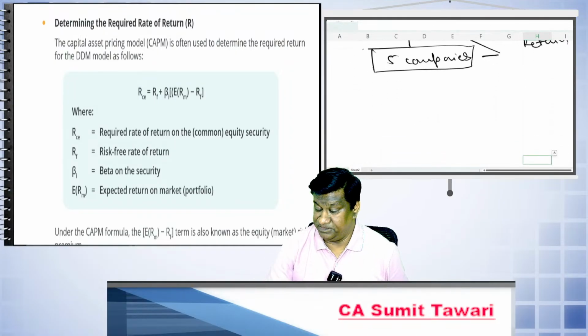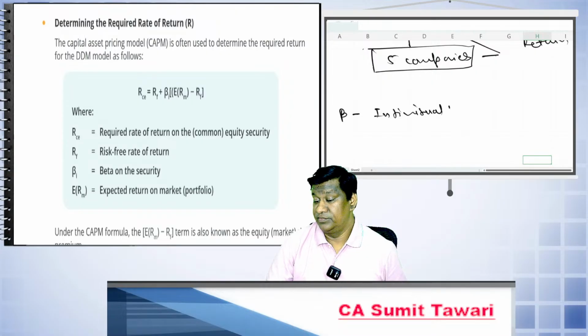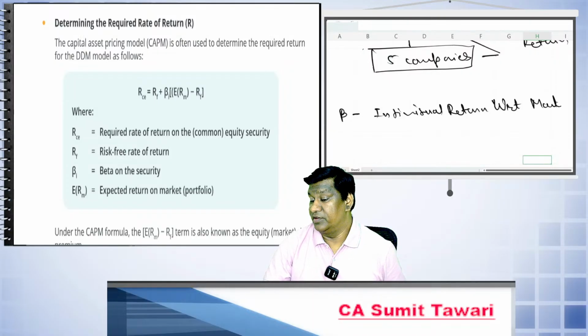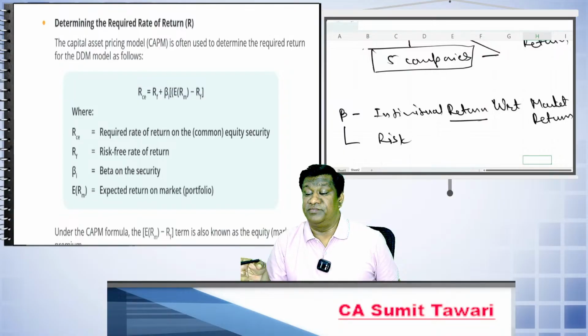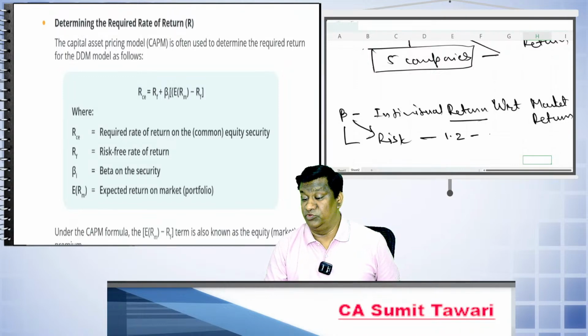Okay, so beta is basically the individual return with respect to market return. In clear terminology, we are not saying the return, it is basically the risk. Because if you are expecting a higher return than the market, that means you are taking a higher risk. So beta generally represents the higher risk. If your beta is 1.2, that means you are accepting a higher risk.